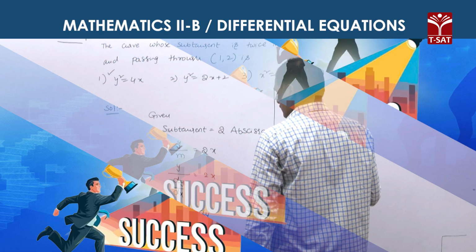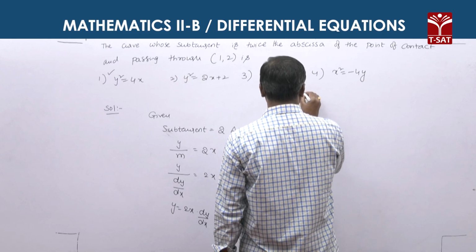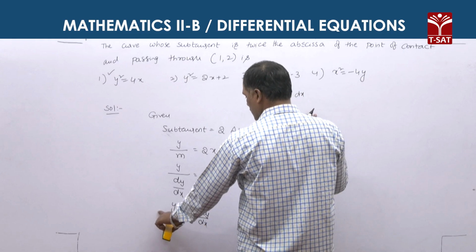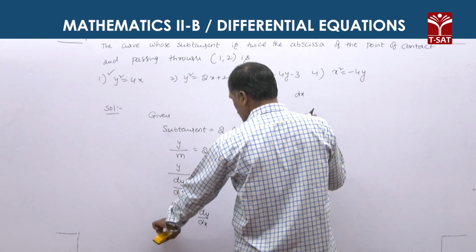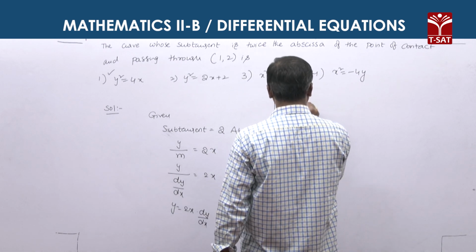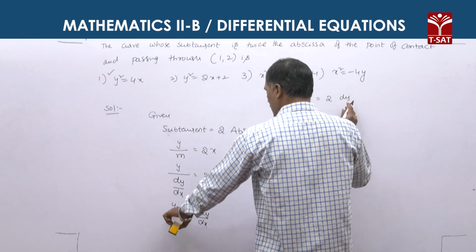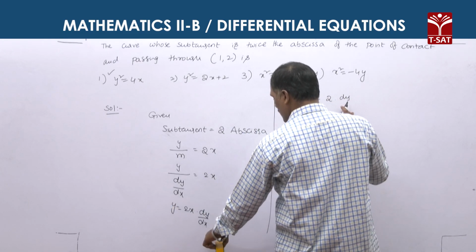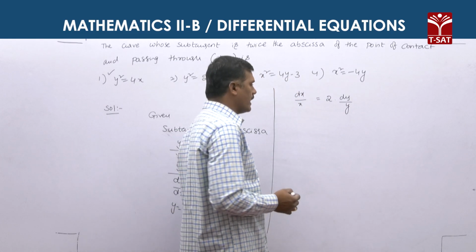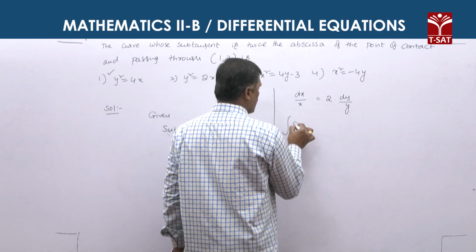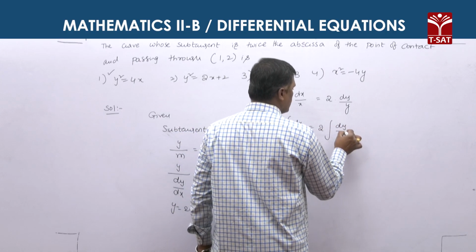Now by the variables separable method, dx by x: this dx taking to the left side goes to the numerator, and x taking to the left side as a multiple goes to the denominator. Dx by x is equal to 2 times dy by y, and this y taking to the right side goes to the denominator. Variables are separable. Now integrating on both sides, integral of dx by x is equal to 2 into integral of dy by y.